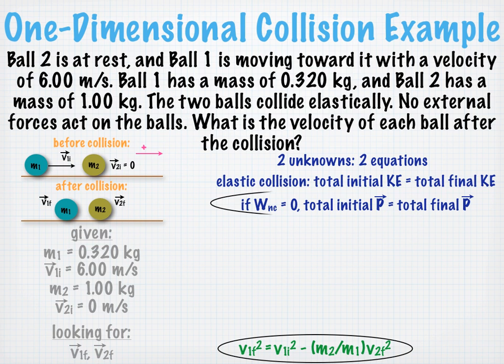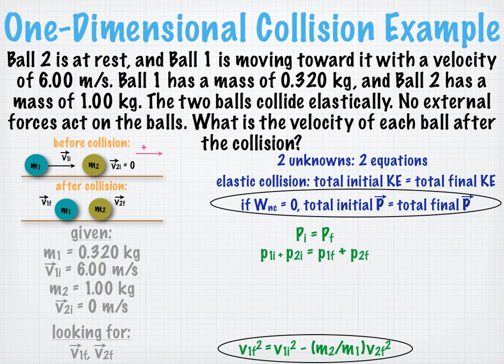So now we'll use this second condition to find another equation. Total initial linear momentum equals total final linear momentum. So the initial linear momentum of ball 1 plus the initial linear momentum of ball 2 equals the final linear momentum of ball 1 plus the final linear momentum of ball 2. Linear momentum is equal to mass times velocity, so we'll put that in for each linear momentum term. Since v2 initial equals 0, this term is equal to 0.